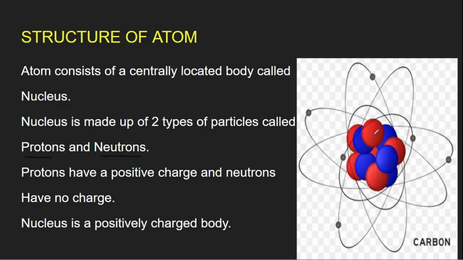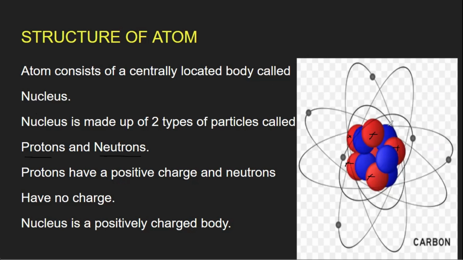So how can we differentiate protons and neutrons? All the protons have got a positive charge over them, so they are positively charged particles, whereas the neutrons do not have any charge over them. They are neutral particles. So the nucleus, which is right in the middle, a rounded structure, is made up of two different types of particles, protons and neutrons. Protons have a positive charge, +1 charge each proton has, and no charge over the neutrons.